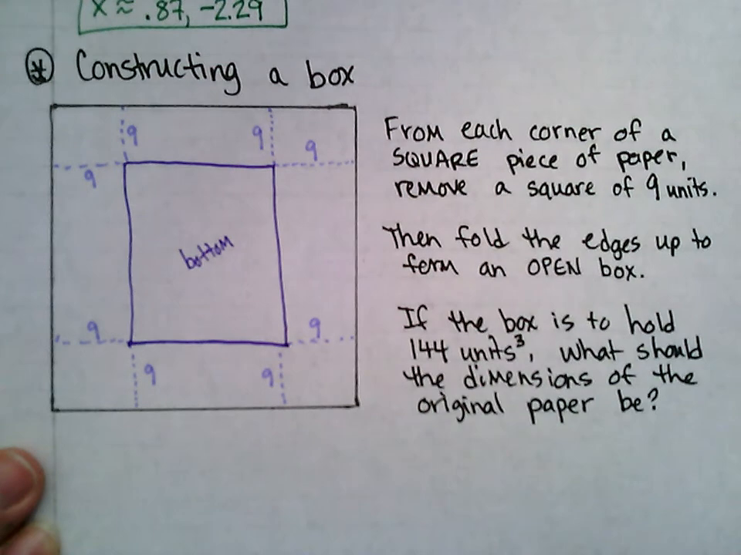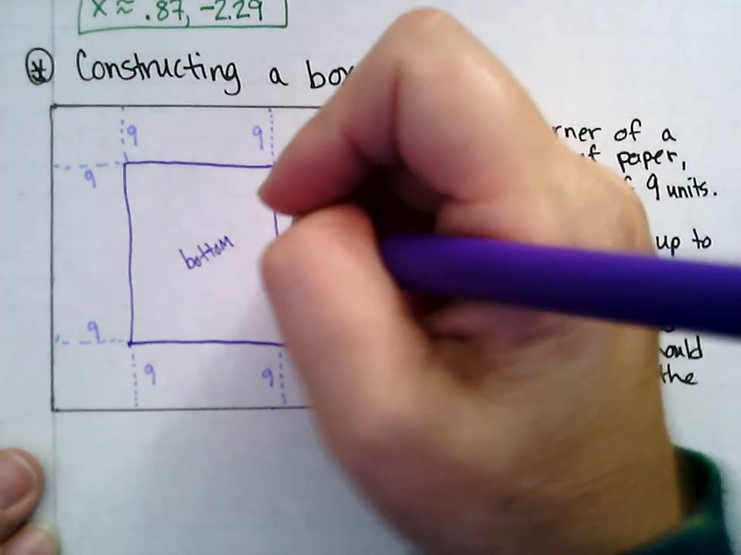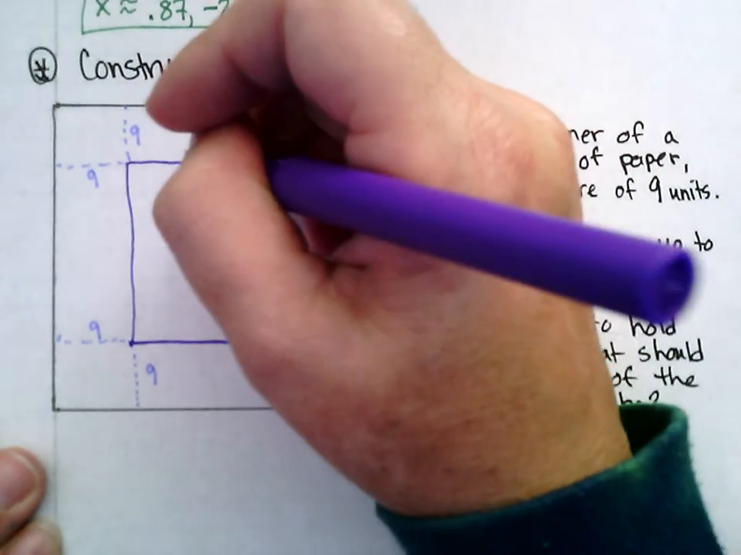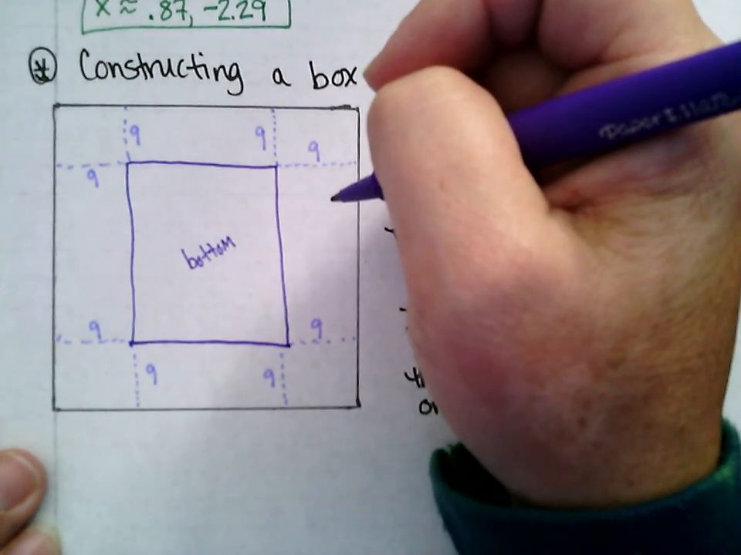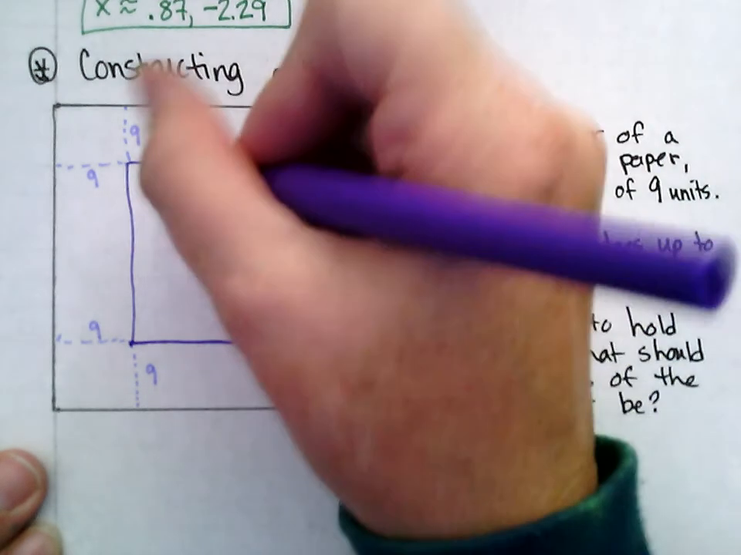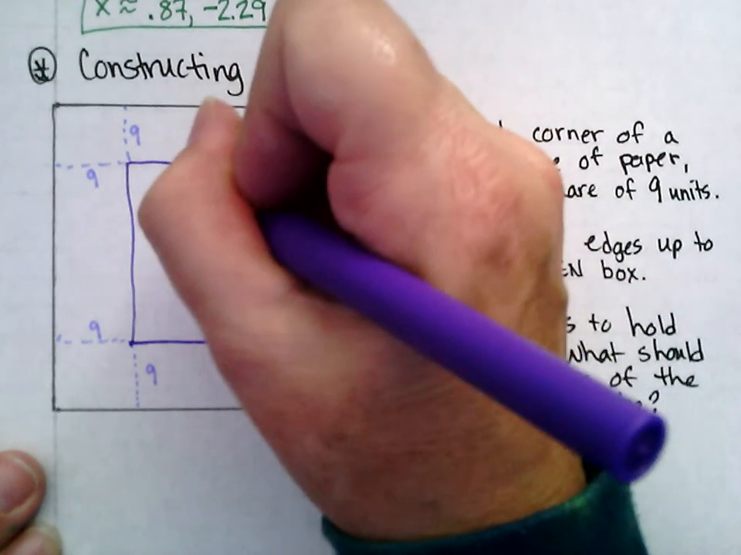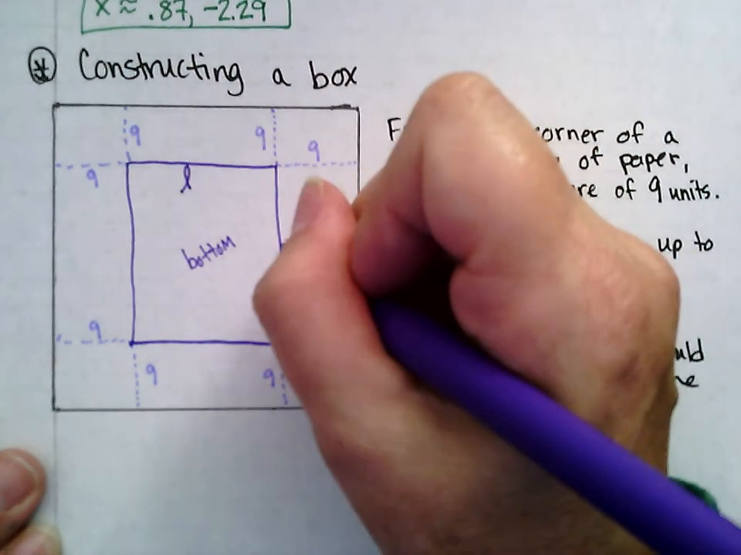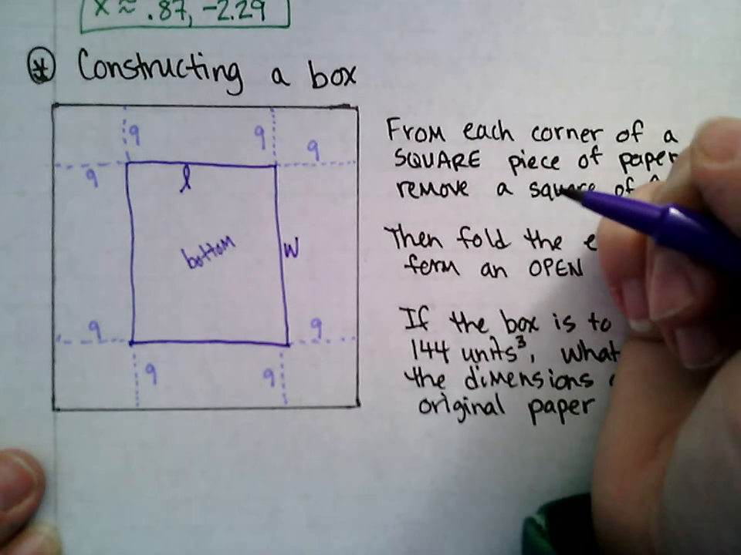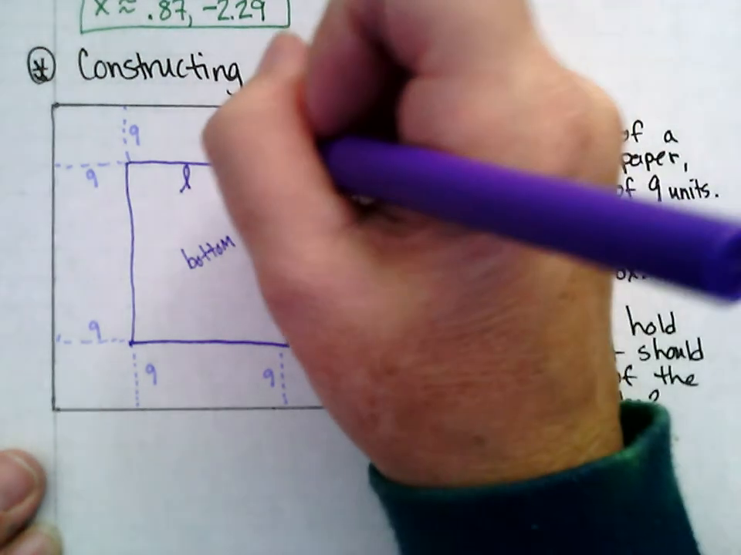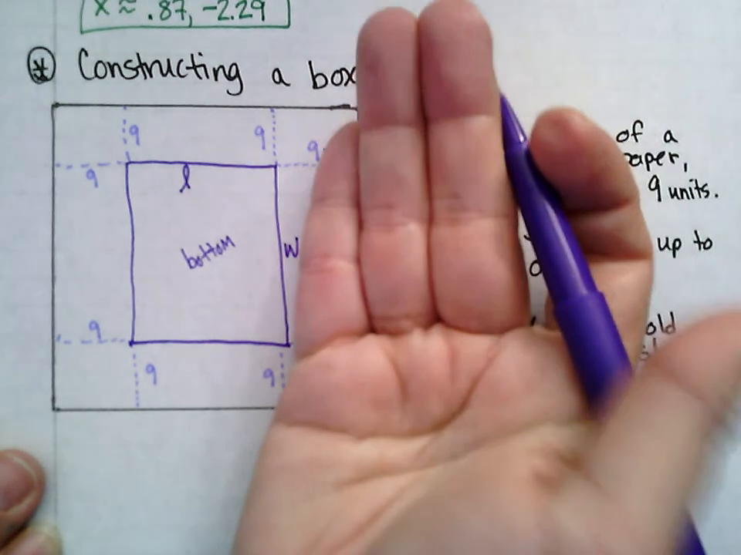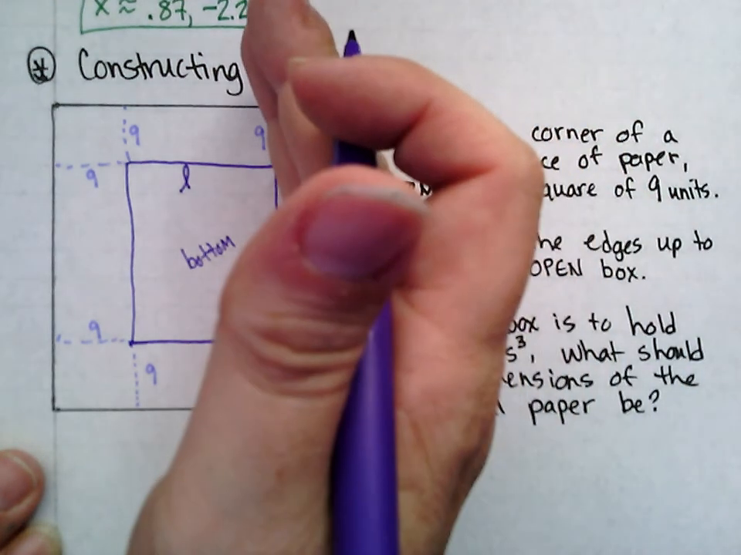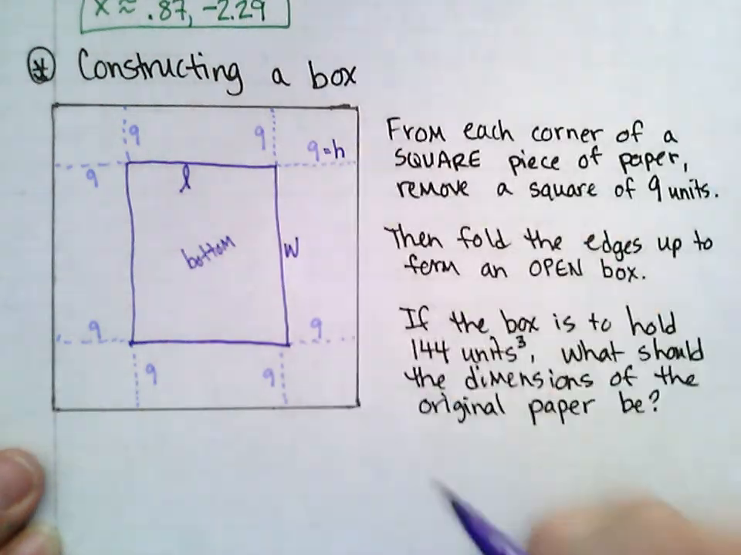So that we have a length and a width of our box, but because it is a square, our length and the width are going to be the same. We'll get to that in a moment. So here's going to be the length of my box. I'll just randomly label. There will be my width. And then this 9 is going to be the height of my box. When I fold it up, this piece becomes the side of the box. So it's 9 units tall.